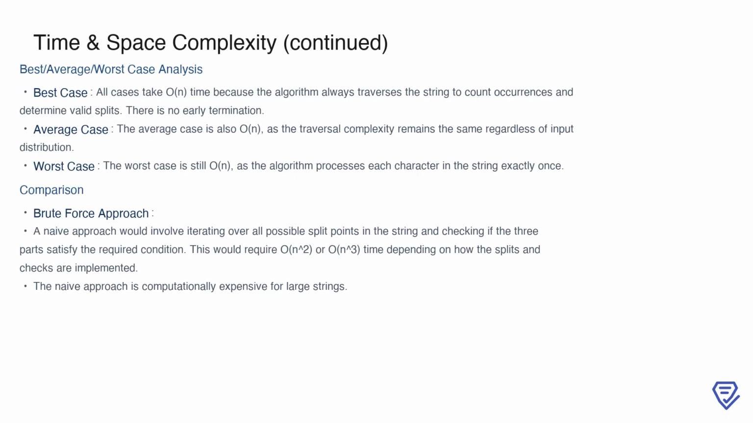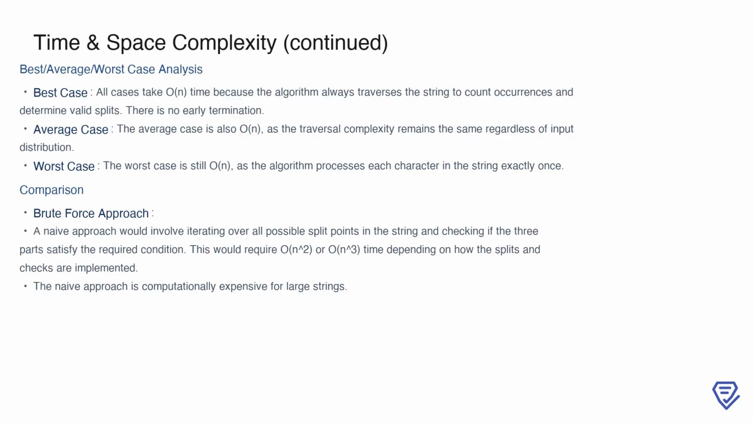When analyzing the best, average, and worst cases, the time complexity remains O(n) in all scenarios. This is because the algorithm always performs a full traversal of the string to count occurrences and determine valid splits, regardless of input characteristics. There is no early termination or conditional branching that would affect the runtime.